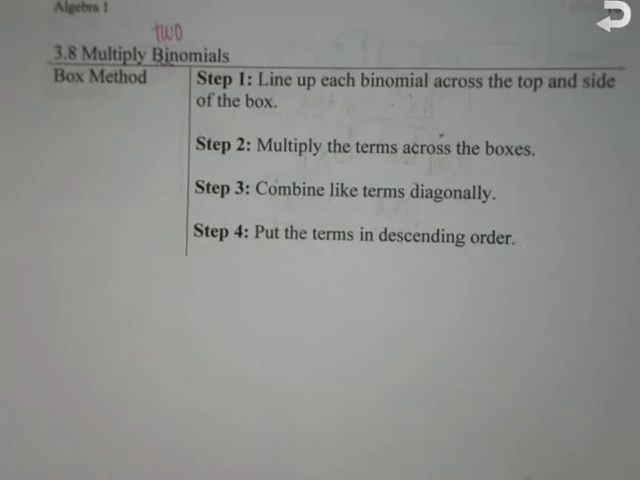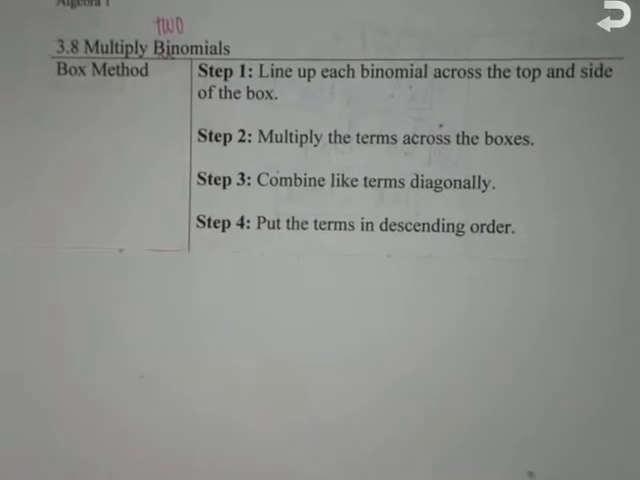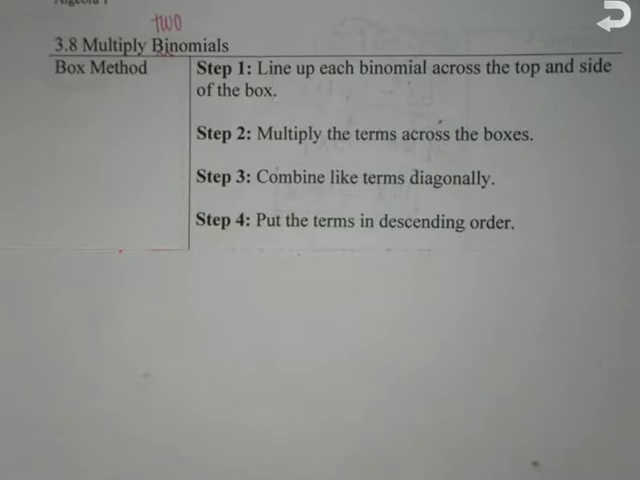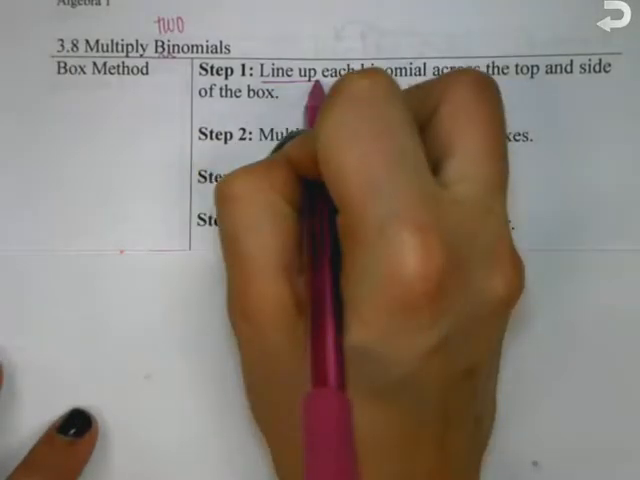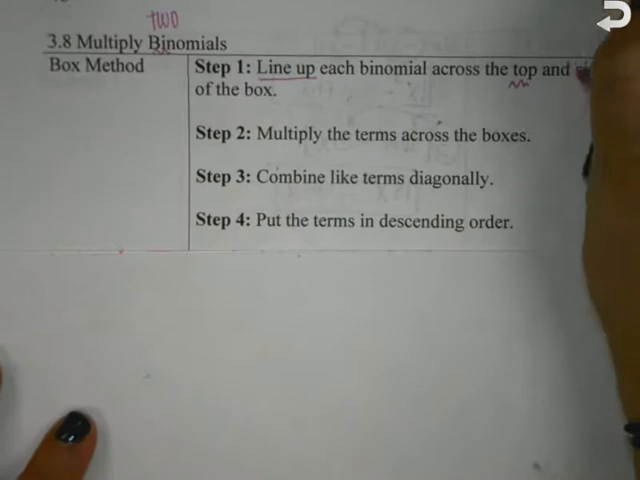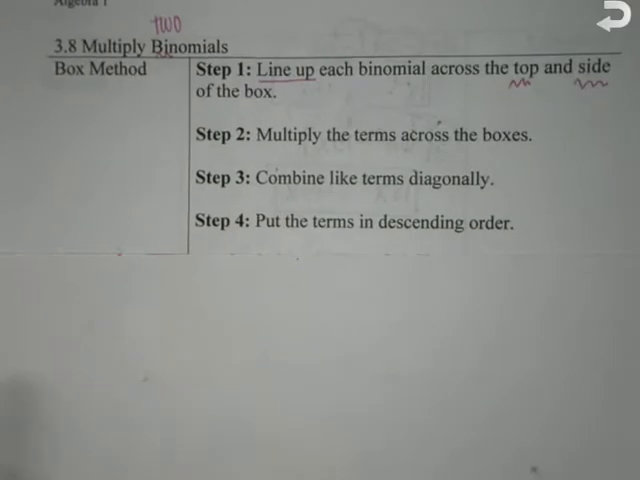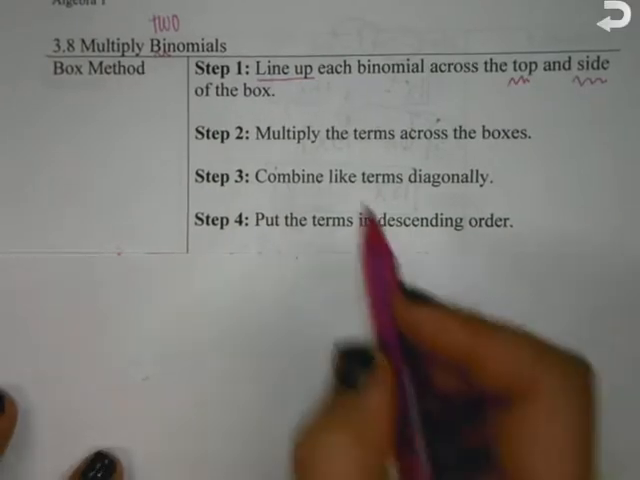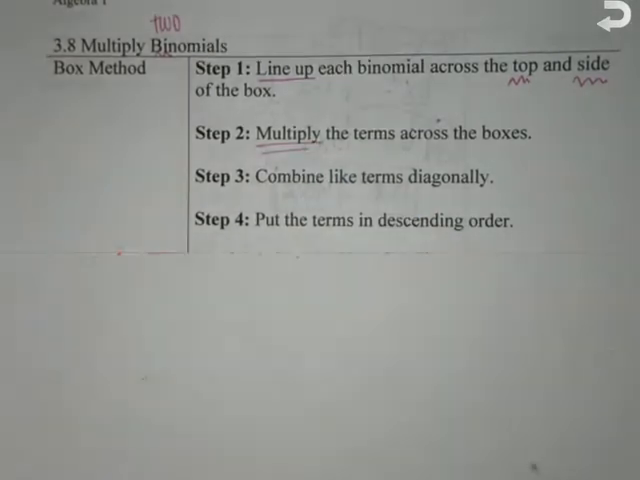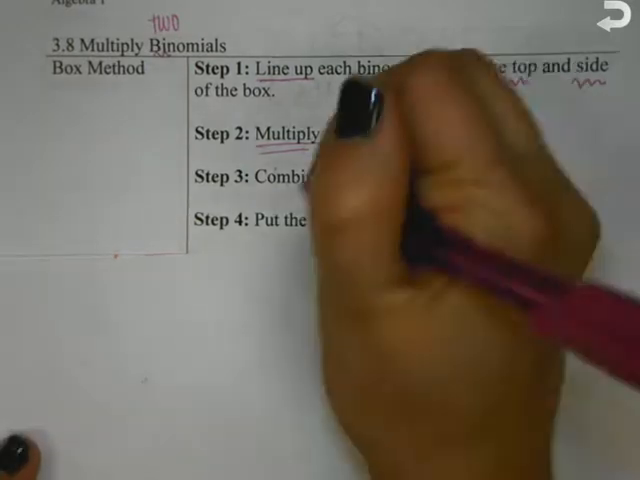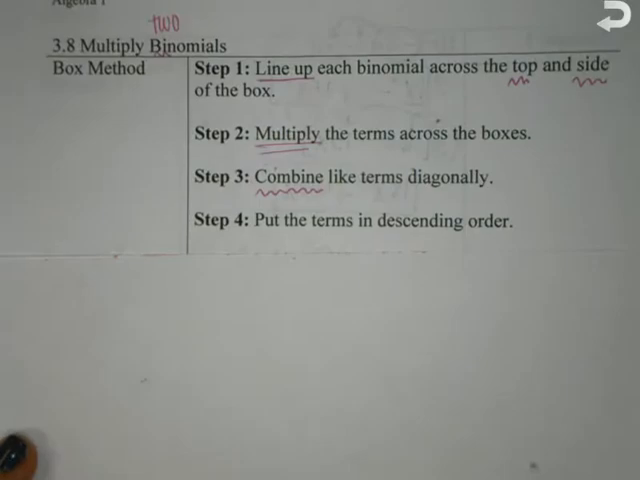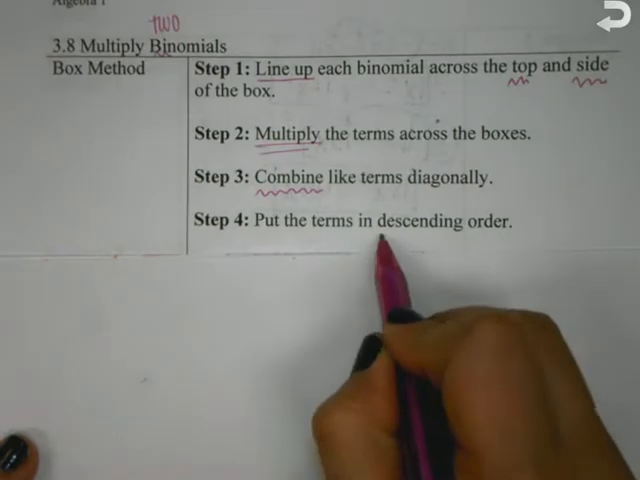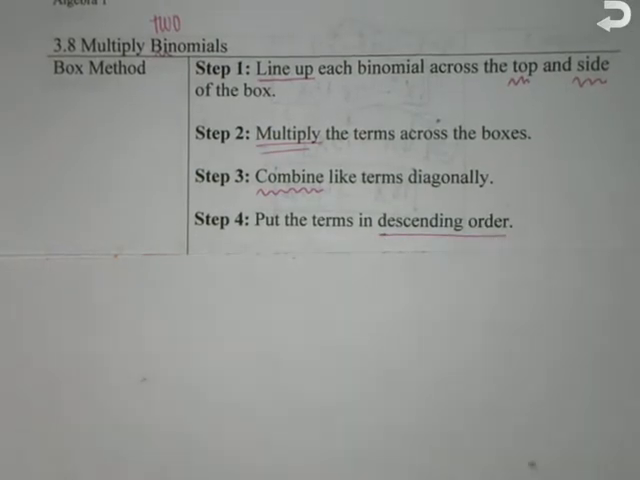For the box method, you're actually going to draw a box, and you're going to make a grid out of it. So you're going to have 4 boxes in there. In the first step of the box method, you want to line up each binomial across the top and the side. Then you're going to multiply the terms across the boxes. And on the diagonal, we're going to have like terms, so you get to combine like terms. And then you want to order your terms in descending order. We will do an example. Just write down the steps first.